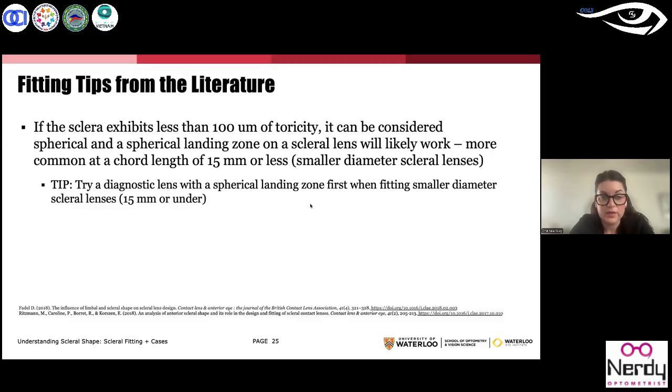So the tip is, if you're fitting a smaller one, try a diagnostic lens with a spherical landing zone first. For a 15 millimeter and under lens, consider putting on a spherical landing zone, and then just observing the edges at your slit lamp. This is going to tell you right away if you're going to need a toric landing zone or something more quad specific. If it's rocking, if it's moving, you're going to see it being tight in some areas and loose in others if you're going to need a toric landing zone. So consider putting on a spherical landing zone first for these smaller lens diameters.